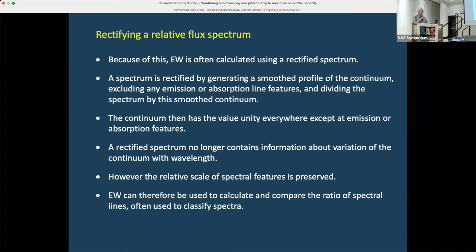And that gives you a continuum which has the value unity everywhere, except where there are features in the spectrum. But it no longer contains information about variation of the continuum with wavelength. However, the relative scale of spectral features is preserved, and therefore it can be used to calculate things like the ratio of spectral lines, which is what's often used to classify spectra.